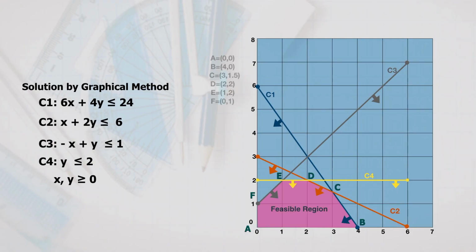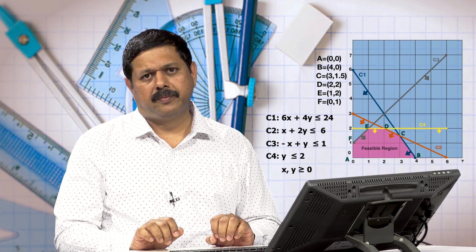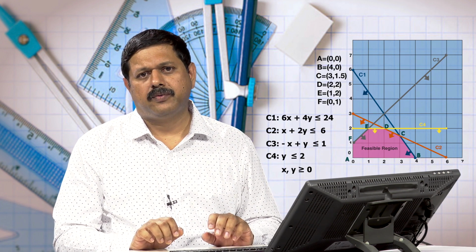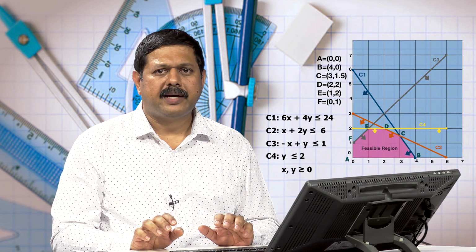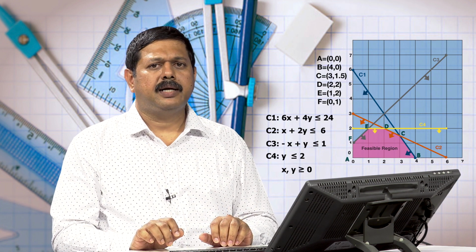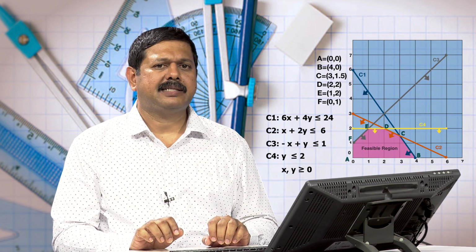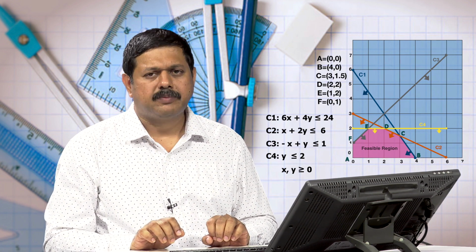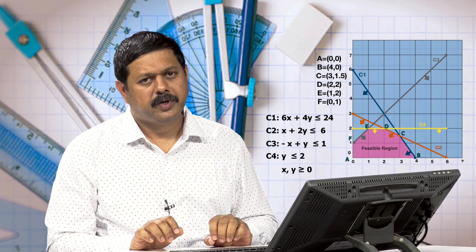Hence, it is sufficient to find the coordinates of these points and the value of the objective function only for these points. Since A is the origin, A is given by the x coordinate 0 and y coordinate 0, which we shall denote as (0, 0). B lies on the x axis at a distance of 4 from the origin, hence B is equal to (4, 0). F lies on the y axis at a distance of 1 from the origin, and hence F is equal to (0, 1). C is the intersection of the straight lines 6x plus 4y equal to 24 and x plus 2y equal to 6. Hence, by solving these two equations, C is equal to (3, 1.5).